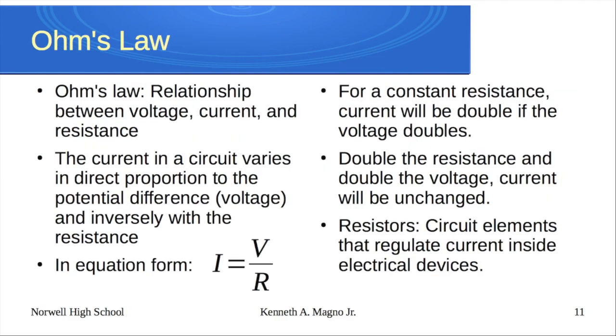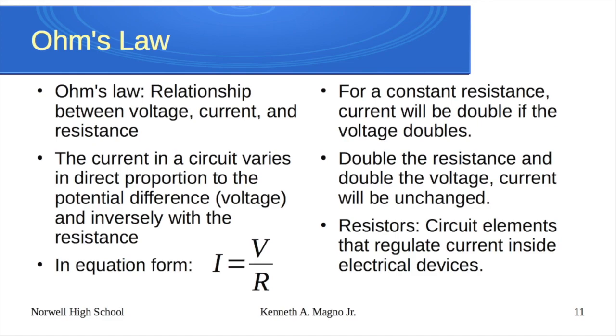So now if we take these three concepts, current, voltage, and resistance, we can combine them. And that's what Ohm did. So George Ohm came up with something known as Ohm's Law. And it's the relationship between voltage, current, and resistance. And basically what he found out was that the current in a circuit varies in direct proportion to the potential difference, which is the voltage. And it was inverse with the resistance, okay? So I equals V over R.